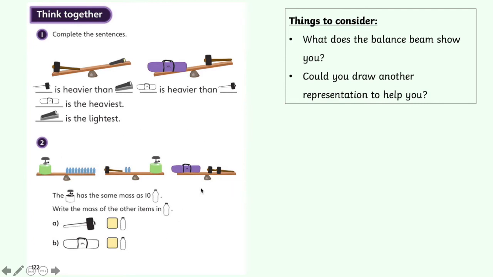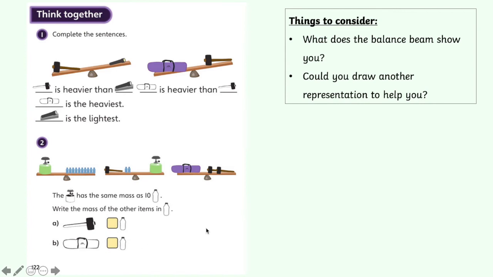Right, now we're comparing masses again, just like we did before. So let's have a read. So this is a camping stove. This is something that you would use to cook your food on. It looks a little bit unusual, but that's what it is. So the camping stove has the same mass as 10 bottles. And there it is, we can see that. Look, camping stove, 10 bottles, perfectly balanced. Write the mass of the other items in bottles. So have a look at these other ones, and your job is to try and work out how much each of these weighs in bottles. So how much the hammer weighs in bottles and how much the tent weighs in bottles.